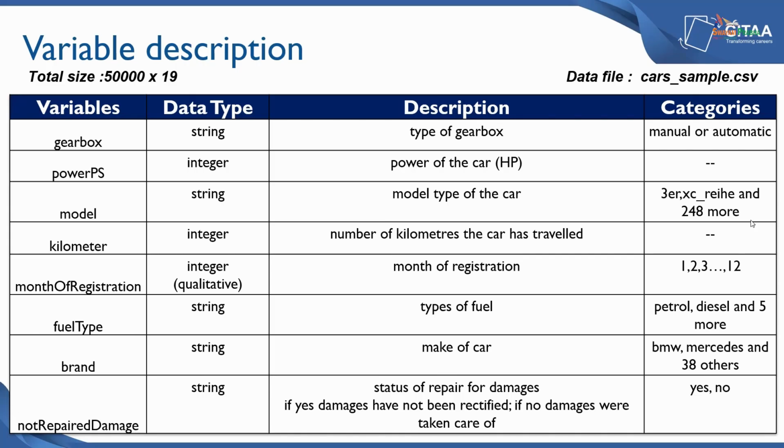Now the variable not repaired damage is a string again. This variable basically tells you the status of repair for the damages that are already present in the car. Now if it is yes, then it means that damages which are there have not been repaired. But if the category is no, then it means that there were damages, but they have been taken care of and they've been repaired.